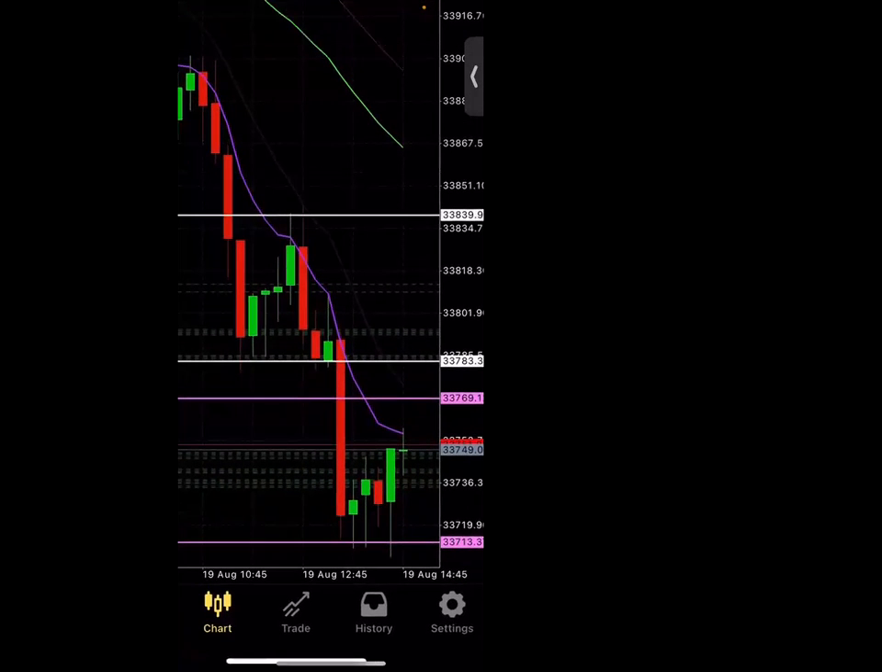So like I was saying, when price made this displacement candle on the 15-minute and went down to 33713.3, that is my area. That is the top of my 4-hour bullish order block. And price is already inside my 16-hour bullish order block.